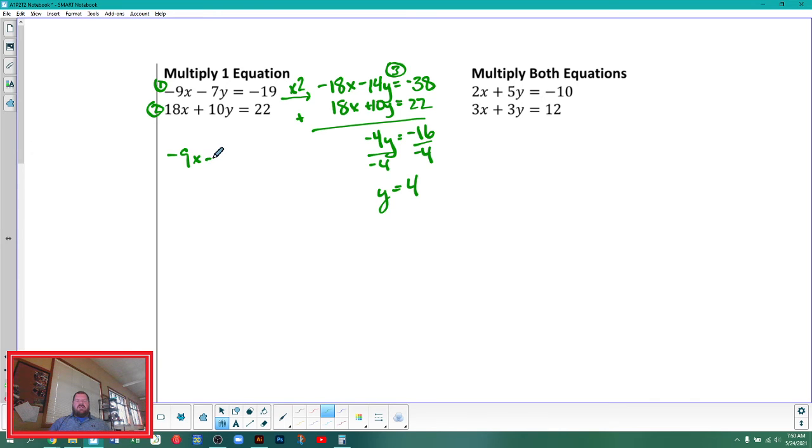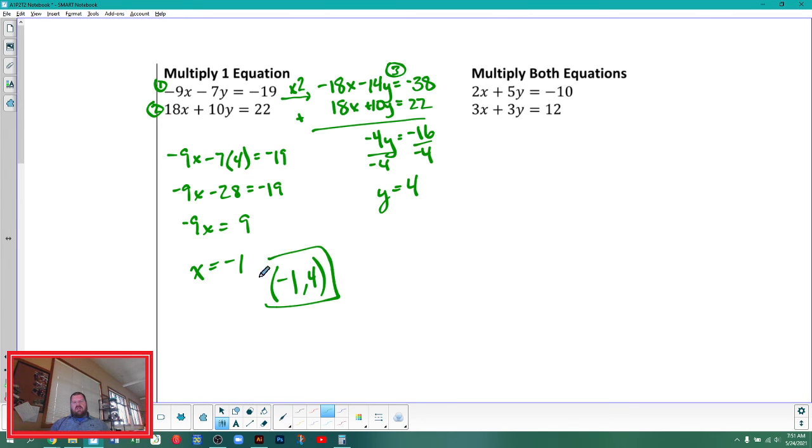Negative 9x minus 7 times 4 is equal to negative 19. And so negative 9x minus 28 is equal to negative 19. When I add 28 to both sides, I'm going to get negative 9x is equal to 9. And when I divide by negative 9, I'm going to get x is equal to negative 1. So these two lines cross at negative 1, 4.